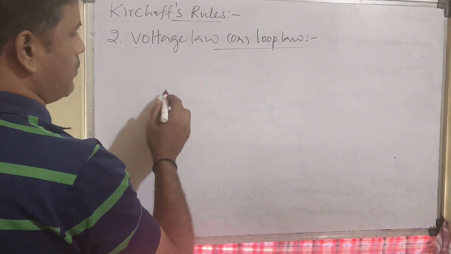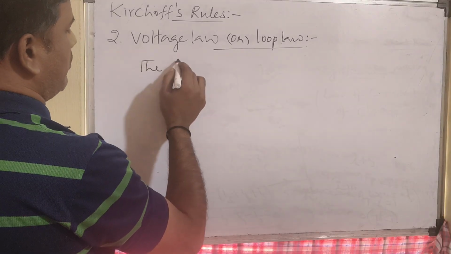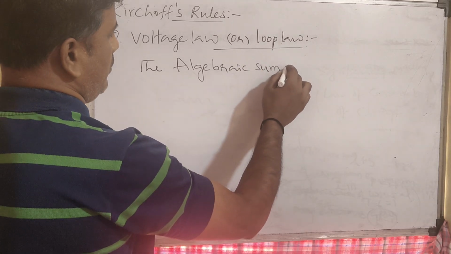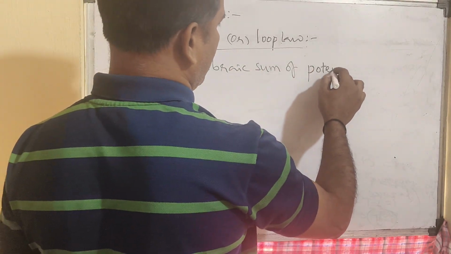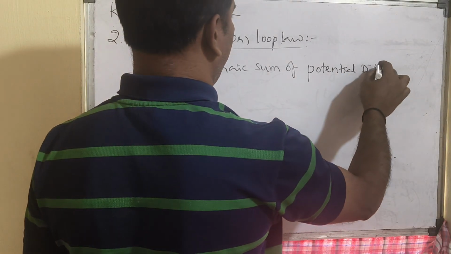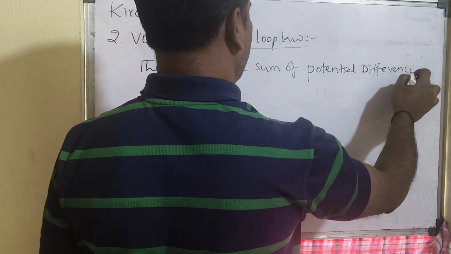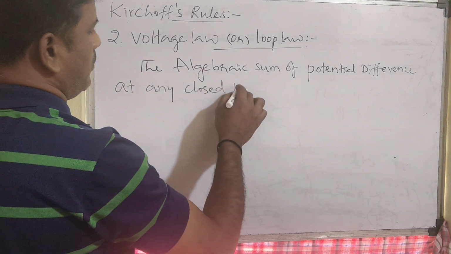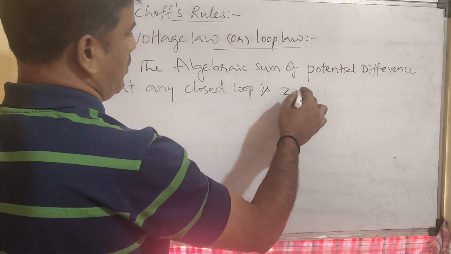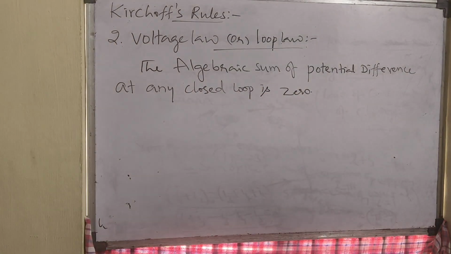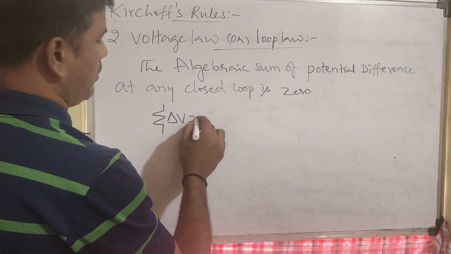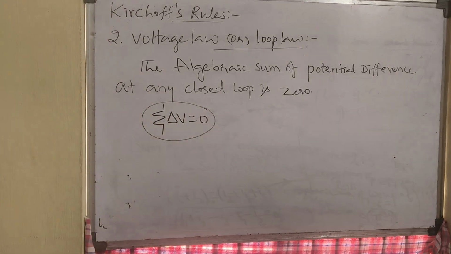Now, according to this voltage law, the algebraic sum of potential differences at any closed loop is 0. Clear? The algebraic sum of potential differences at any closed loop is 0. That means the summation of delta V is equal to 0. This is the statement equation.